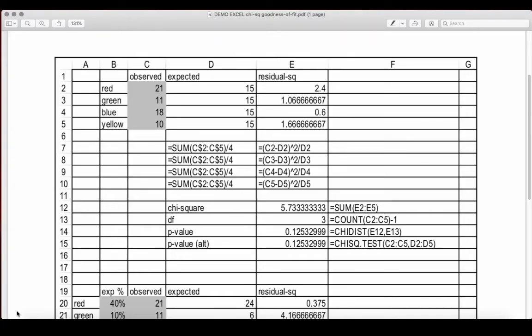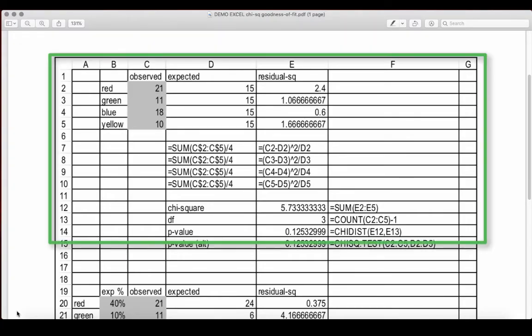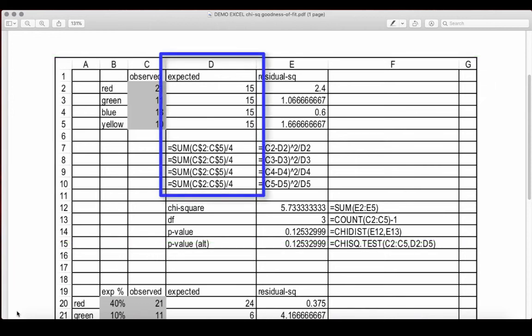Again, there are two ways to run this test. The first is to run everything in the first 14 rows as shown here. The second is to calculate the expected frequencies and enter these in the CHISQ.TEST function. That's CHISQ.TEST. This is shown here in row 15. Feel free to use this shortcut function if you are comfortable with what must be entered and what the Excel function returns as an output.